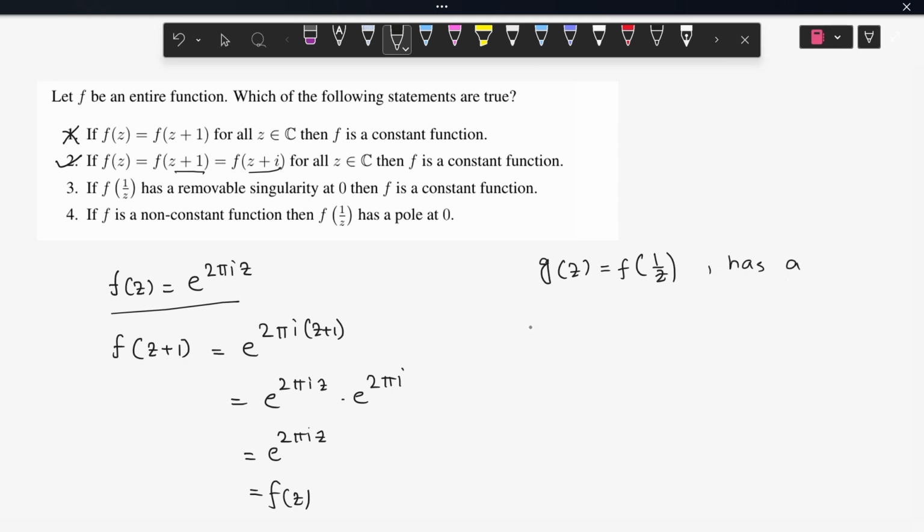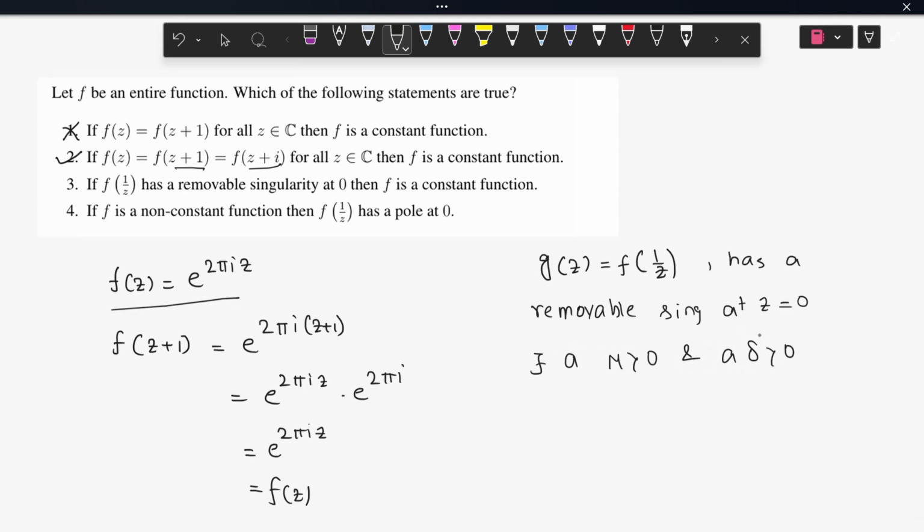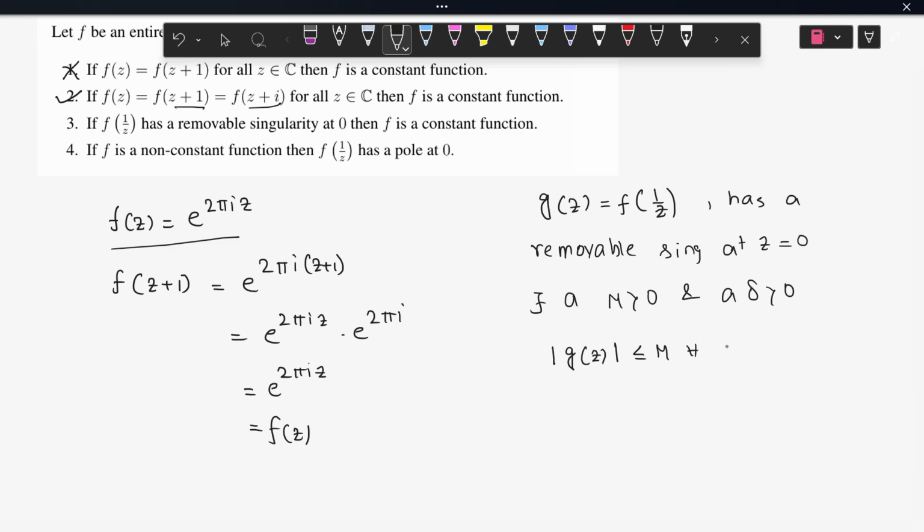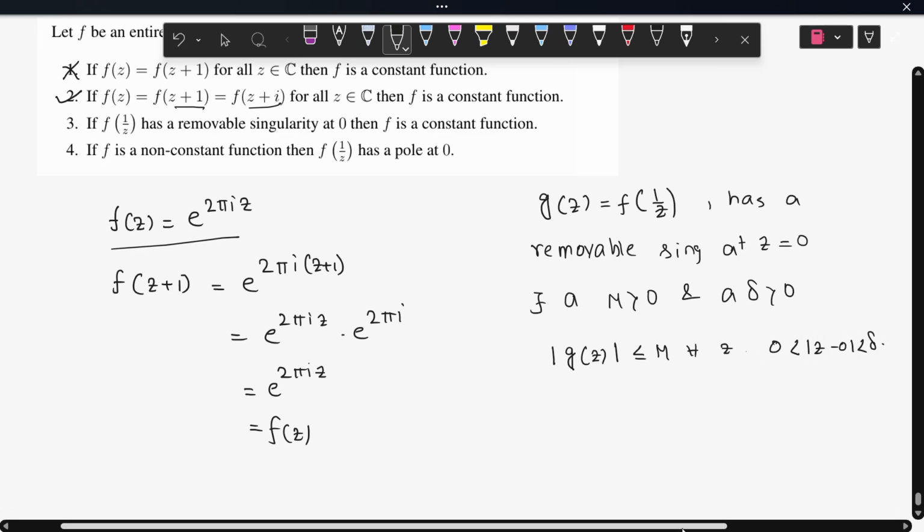So then, by the Riemann removable singularity theorem, there exist an M greater than 0 and a delta greater than 0 such that mod of g of z is less than or equal to M for all z satisfying 0 less than mod of z minus 0 less than delta. Okay? That I can say by the Riemann removable singularity theorem.